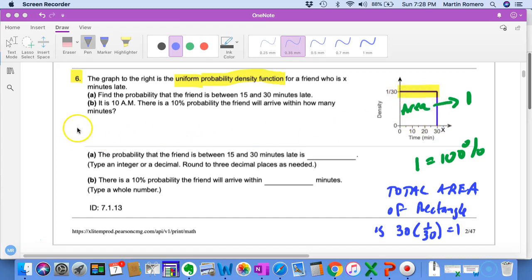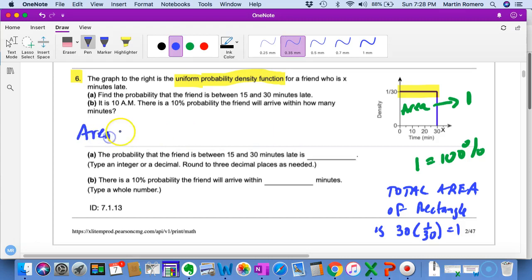Now what we're going to learn is that area is connected to the answer to a probability problem. They represent the same thing in that the total area has to equal 1, because of this idea that 100% of the values lie within this probability density function from 0 to 30 minutes. The total base is 30, the base times the height, 30 times 1 over 30. That's where the 1 over 30 comes from. The probability that your friend arrives at any of these times is 1 out of 30.